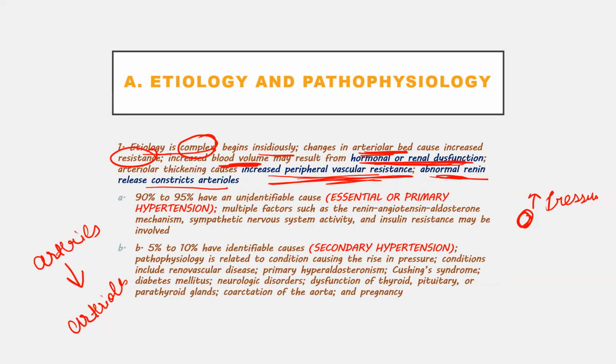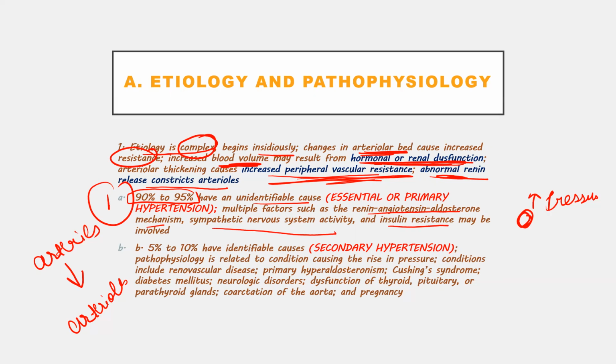90 to 95% have an unidentifiable cause. Okay, so we can see that almost the majority of people have an unidentifiable cause, that is essential or primary hypertension. Multiple factors such as renin, angiotensin, aldosterone mechanism, sympathetic nervous system activity, and insulin resistance may be involved. So, in primary hypertension, the cause is due to some physiological or chemical changes. It does not occur due to any other disease.